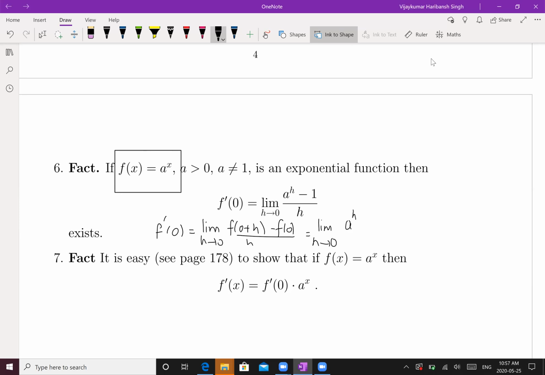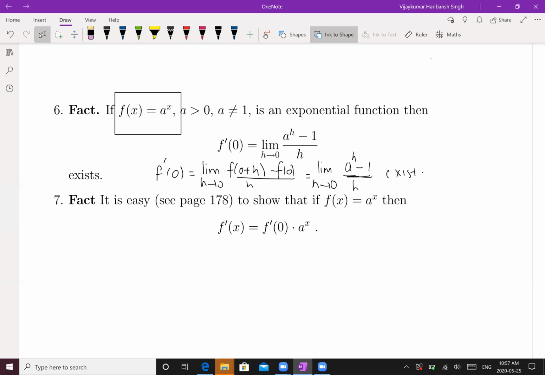f of 0, which is a to the power 0, which is 1, whole divided by h. And the fact says that this limit exists. What it is, we'll see later, but for now, we can say that it exists, without proof. So then it's easy to see what f prime of x is.